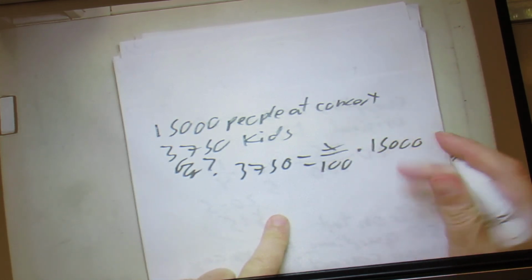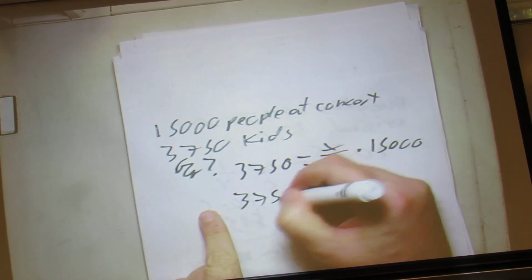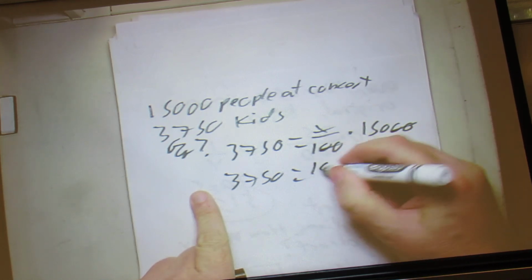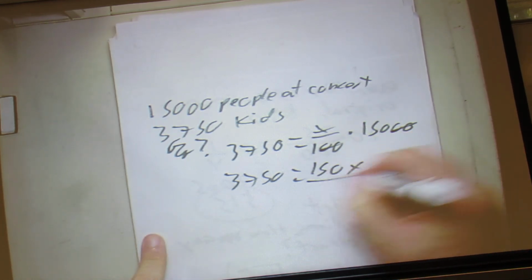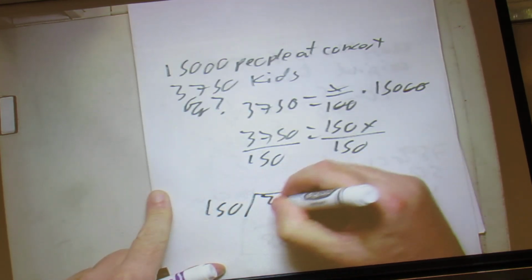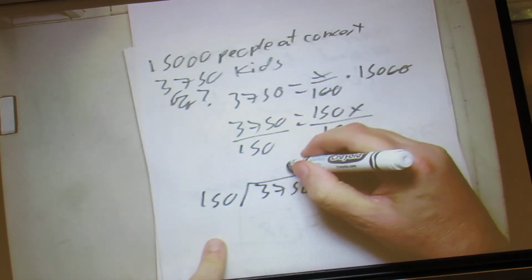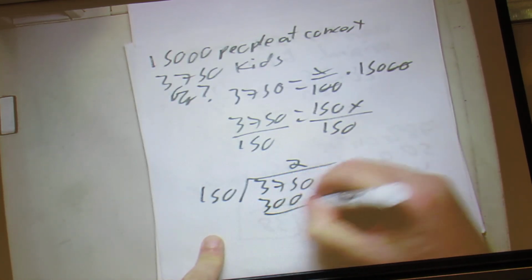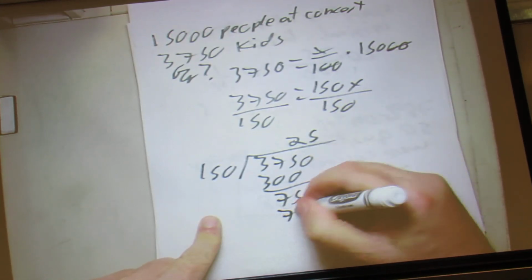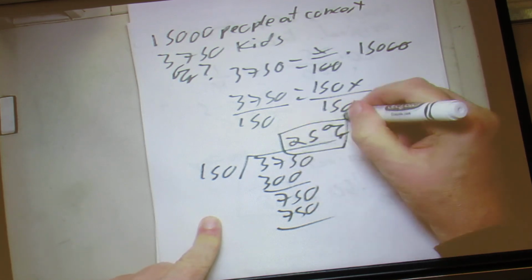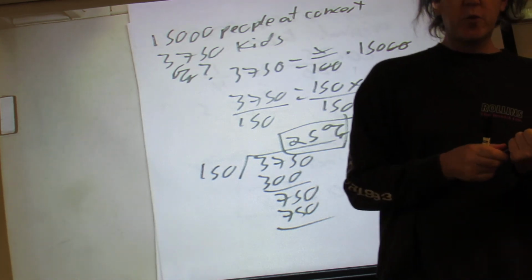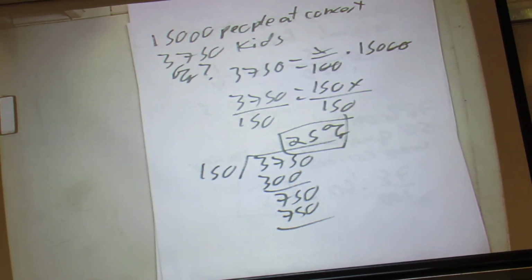100 is going to go into 15,000 150 times, so 150x. Divide both sides by 150. It's going to go here 2 times, 300. 750, it's going to go 5 times. So 25% were kids. That's what's going to be on the final. Study all of these questions, practice them over and over, and you'll do really well.